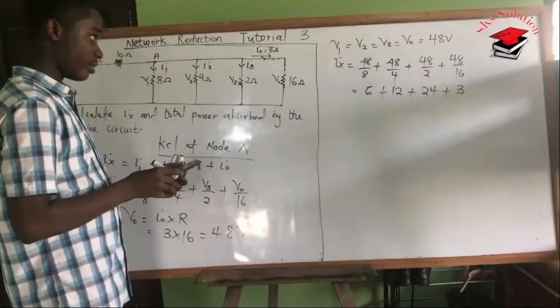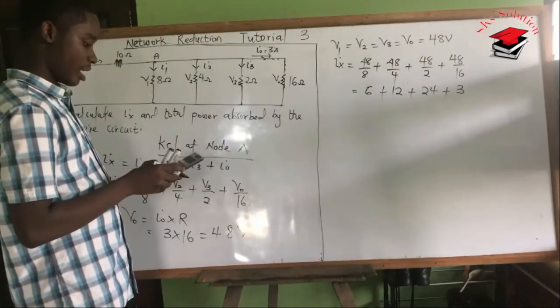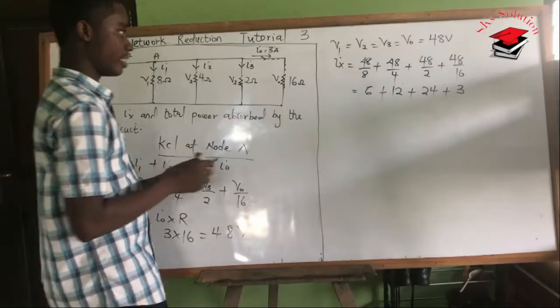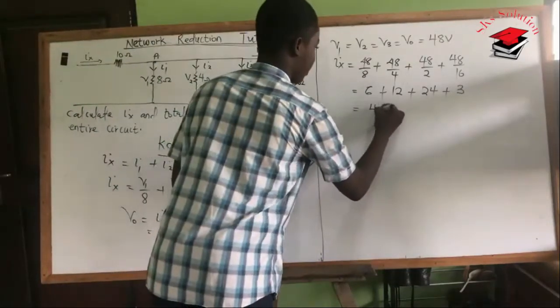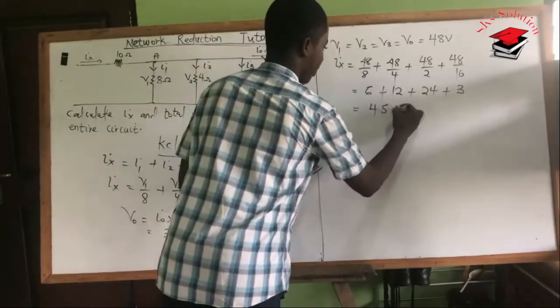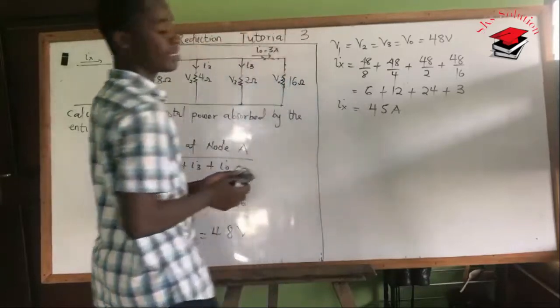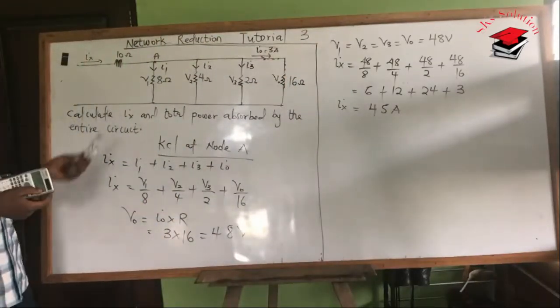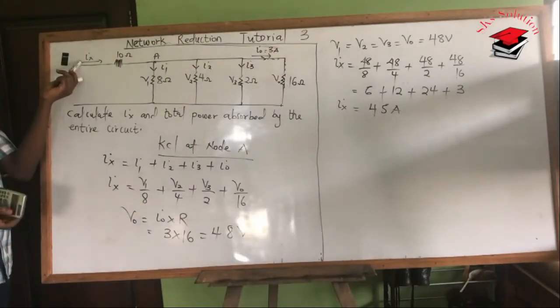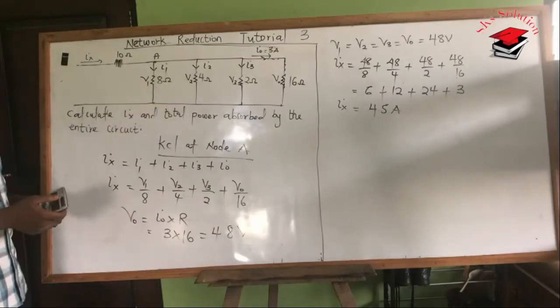6 plus 12 plus 24 plus 3 is giving us 45 amperes. And that is what? Our Ix. So the Ix in this circuit, that's the total current, is equal to 45 amperes.